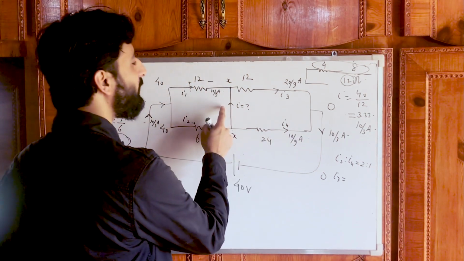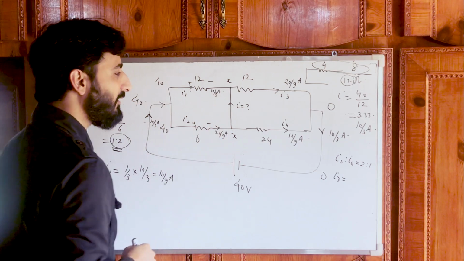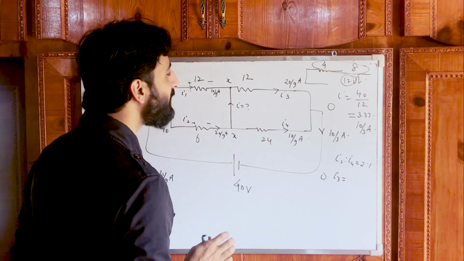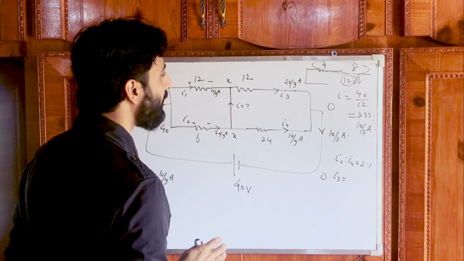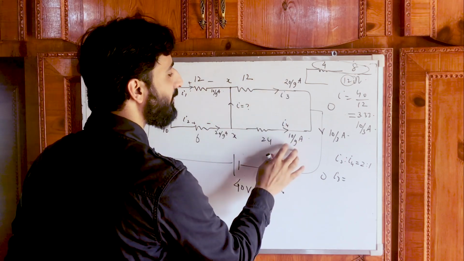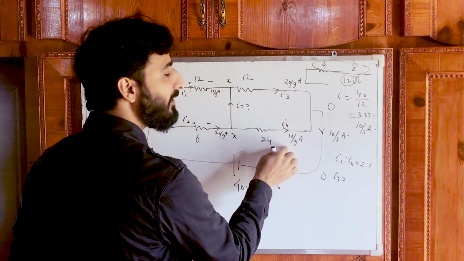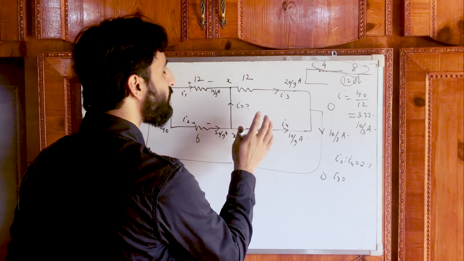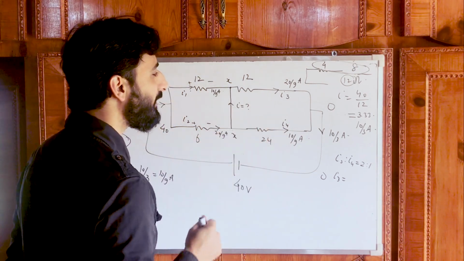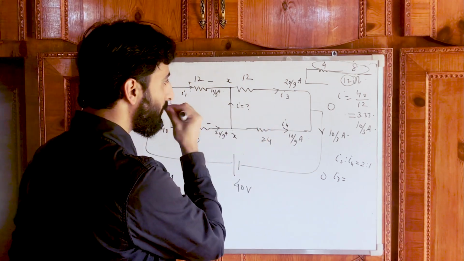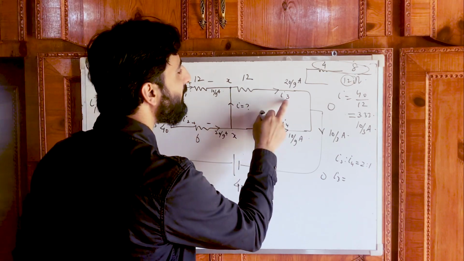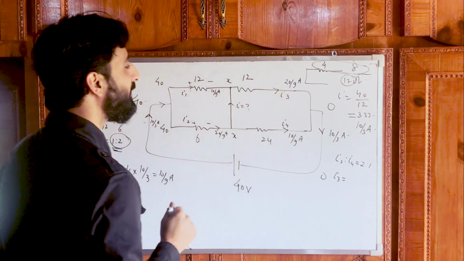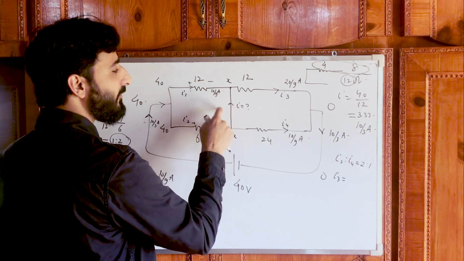Now let's try to find out the current through this. Actually, we don't need to solve both these resistances, but just to make sure that we learn how to do this, we did find the value of the currents through all the branches. Now the only branch pending is this one.